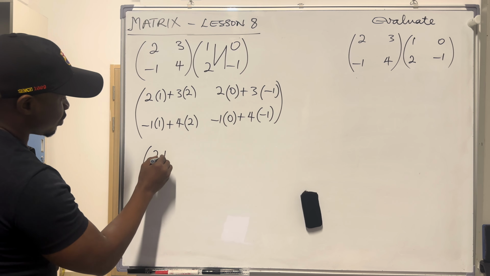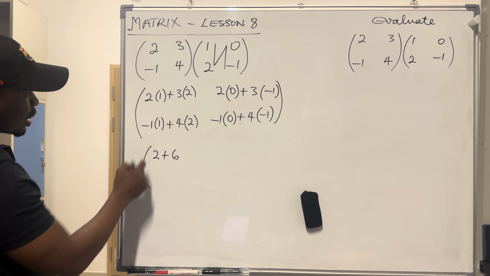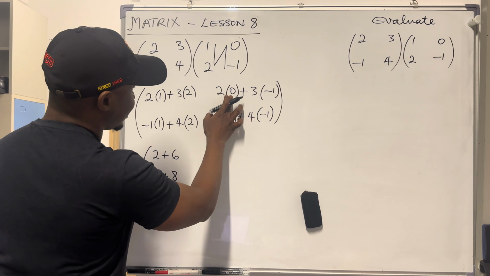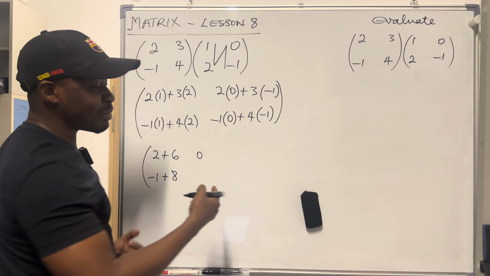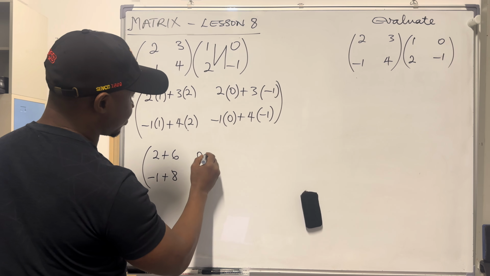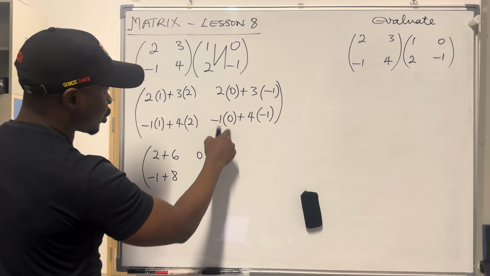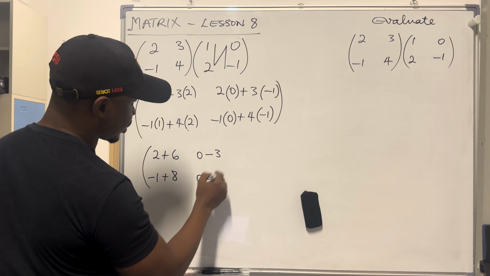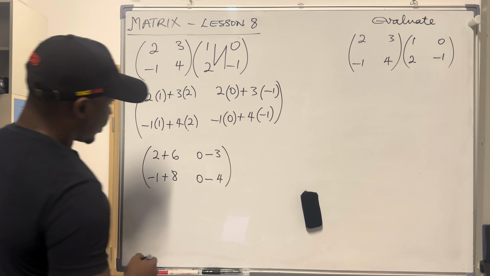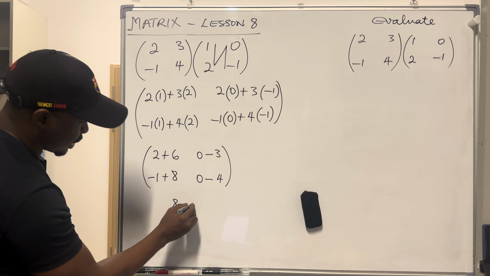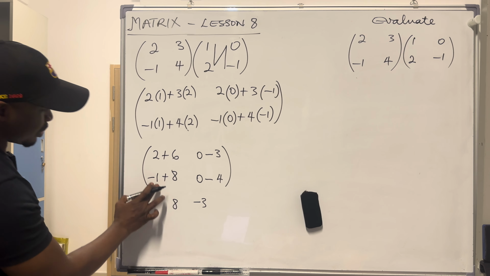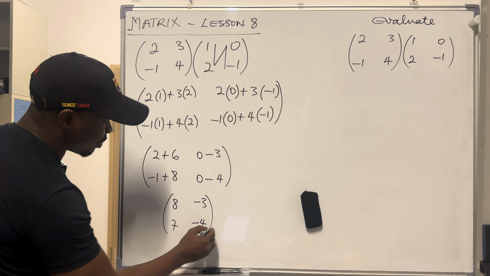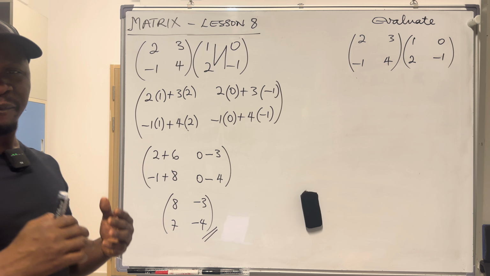2 times 1 is 2. 3 times 2 is 6. Minus 1 times 1, minus 1. This is plus 8. After the gap, this is 0. Remember, 0 times any value. Plus times minus is minus. 3 times 1, 3. Minus 1 times 0, 0. Plus times minus, minus. 4 times 1 is 4. So this is 8. This is minus 3. Do not forget the gap. This is 7. This is minus 4. So this is multiplication of 2 by 2 matrices.